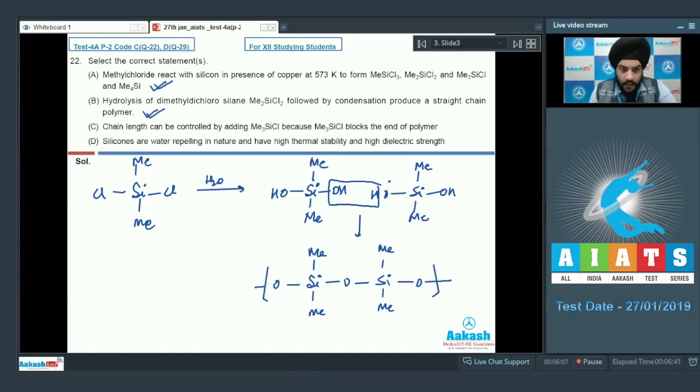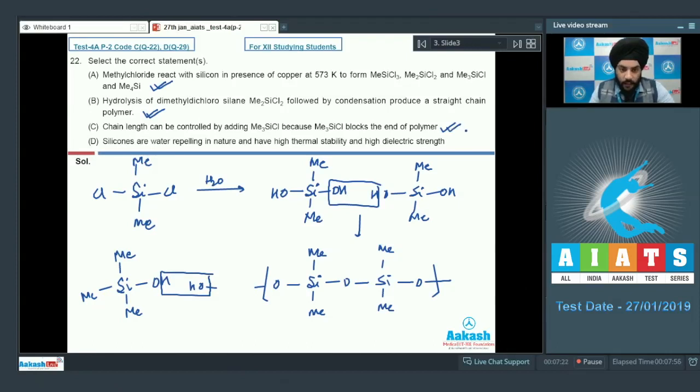We can look at option C now. The chain length can be controlled by adding Me3SiCl because Me3SiCl blocks the end of the polymer. This is also correct, students. The Me3SiCl on hydrolysis will generate the structure in which the Cl is replaced by OH again. And when this is condensed with the straight chain polymer, it will cause the chain termination of the straight chain polymer, as it cannot further undergo polymerization because the ends are blocked. So students, statement C is also correct.